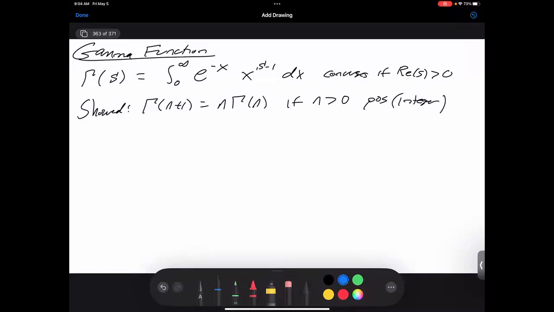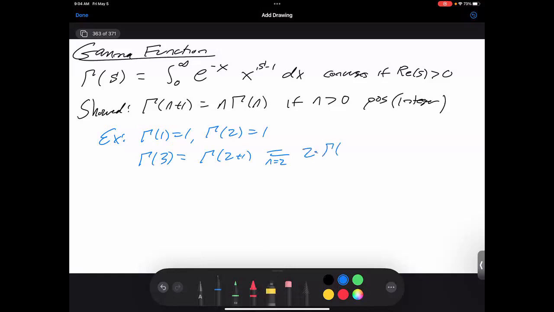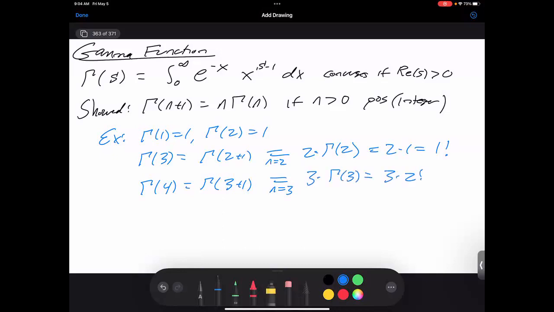So for example, we showed directly gamma 1 equals 1, gamma 2 equals 1. Gamma of 3 would be gamma of 2 plus 1, taking n equals 2. It would be 2 times gamma of 2, which is 2 times 1, or 2 factorial. Gamma of 4 would be gamma of 3 plus 1, taking n equals 3. It would be 3 times gamma of 3, which is 3 times 2 factorial, or 3 factorial. So gamma of n plus 1 is n factorial if n is an integer greater than or equal to 0.